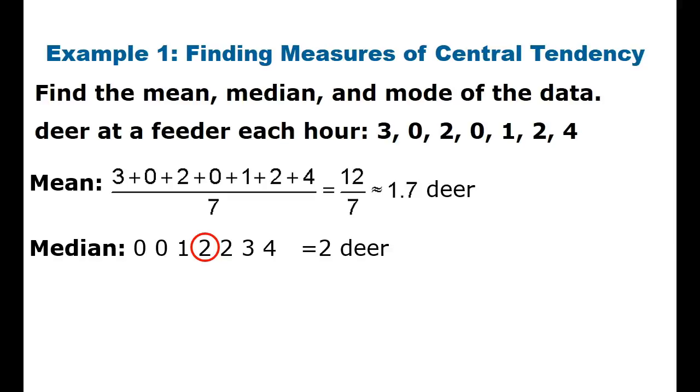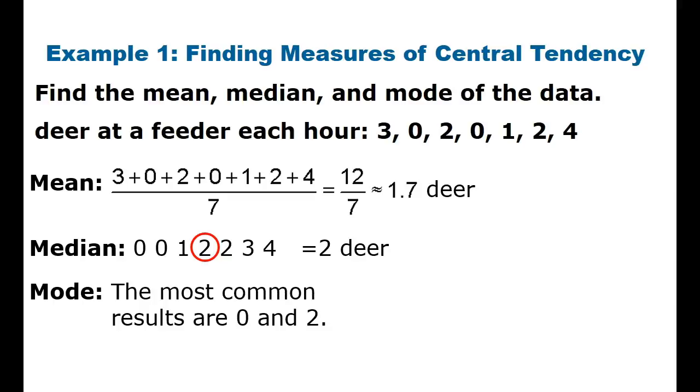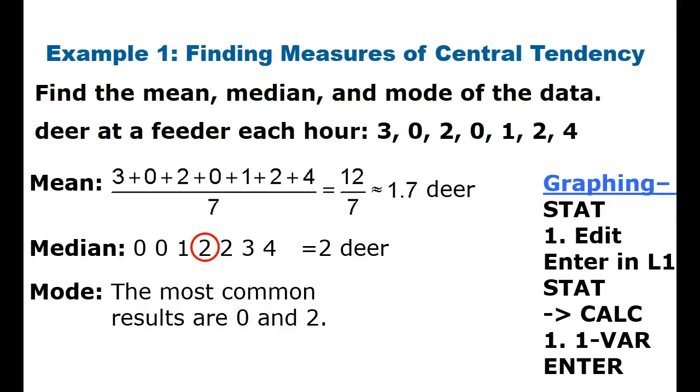And finally, mode is the outcome that occurs the most. The thing about the mode, and why it's sometimes not used as a measure of central tendency, is you can have no mode. You can have no outcome that occurs the most, and you can have one mode. You can also have more than one mode. In this example, the most common results are both 0 and 2. They both occur the most, so we have to report them both as the mode.